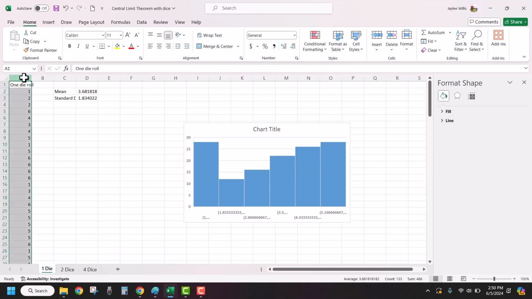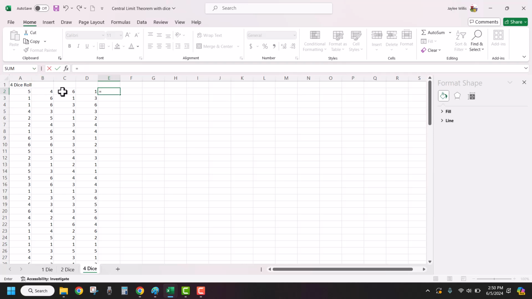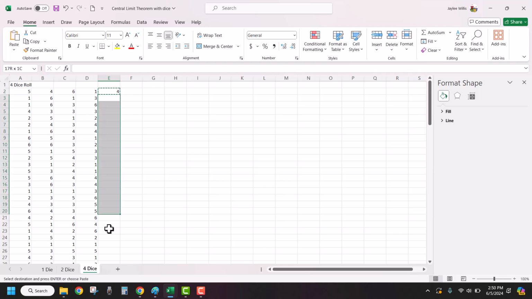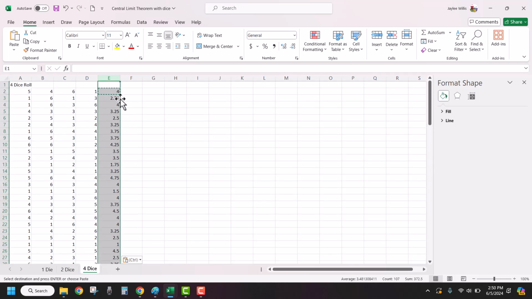So in this first experiment that my colleague's class did, they rolled the dice once and they looked at the averages of the individual dice rolls. In another experiment, they rolled the dice 4 times and then calculated the average for their 4 numbers. So essentially, they were taking a sample of 4 because they were rolling the dice 4 times. I did average and then selected the 4 cells that I wanted to average.